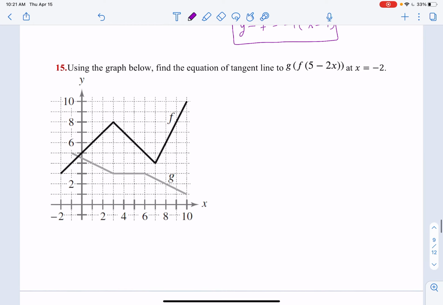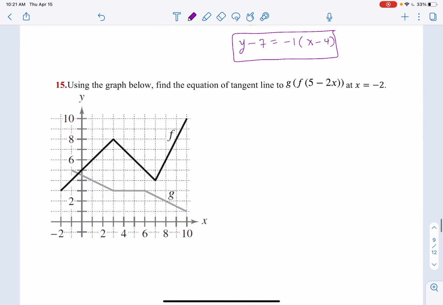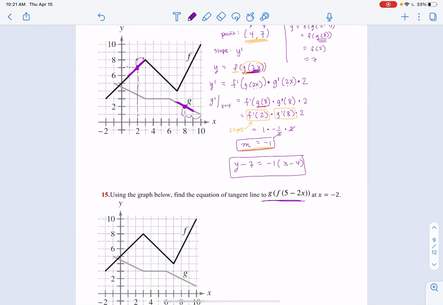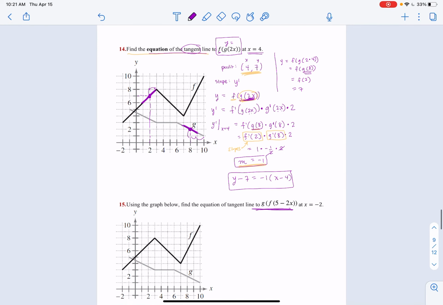Let's look at the next one. Very similar. Why don't you pause it here and try it yourself, and hint, what strategy should you use to get started on the right foot?